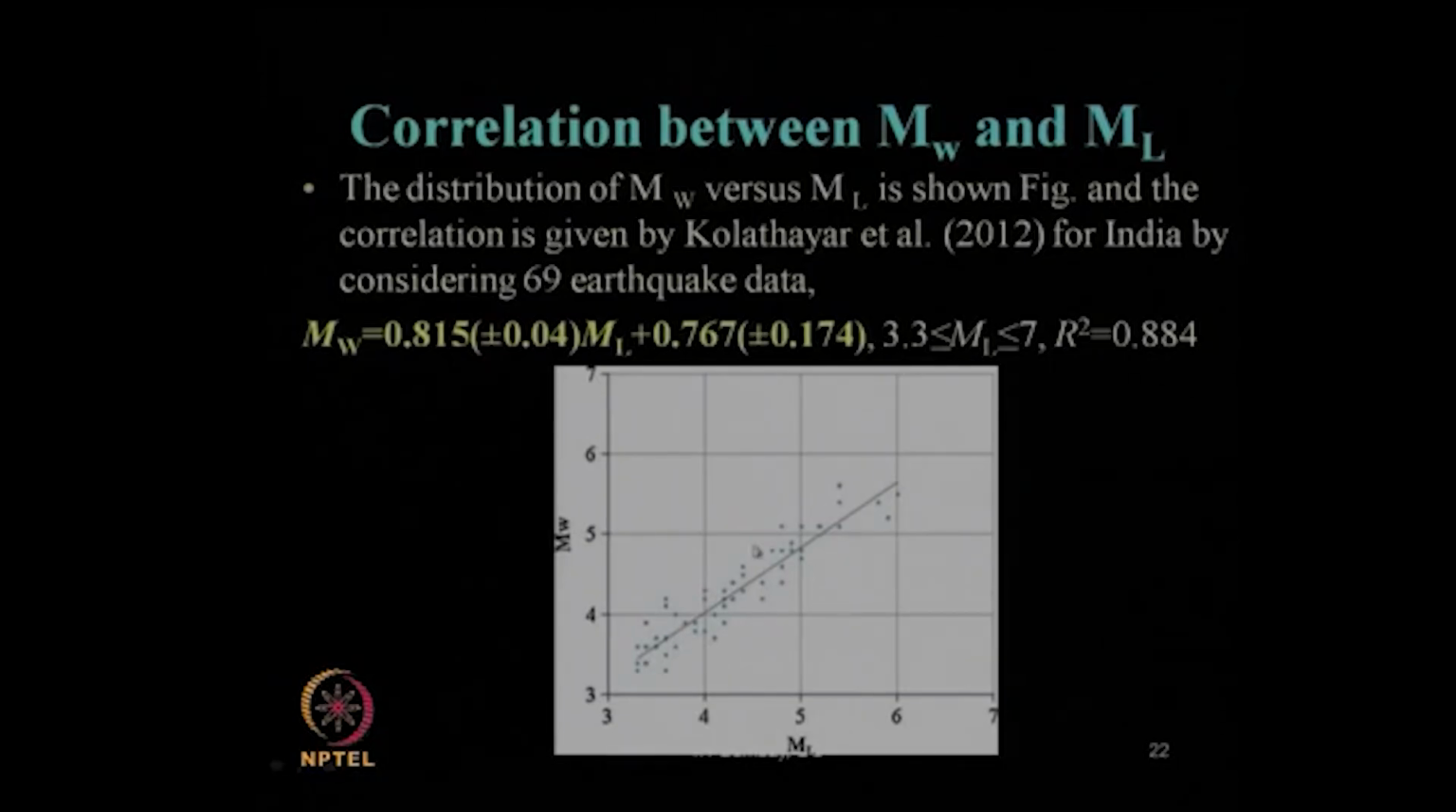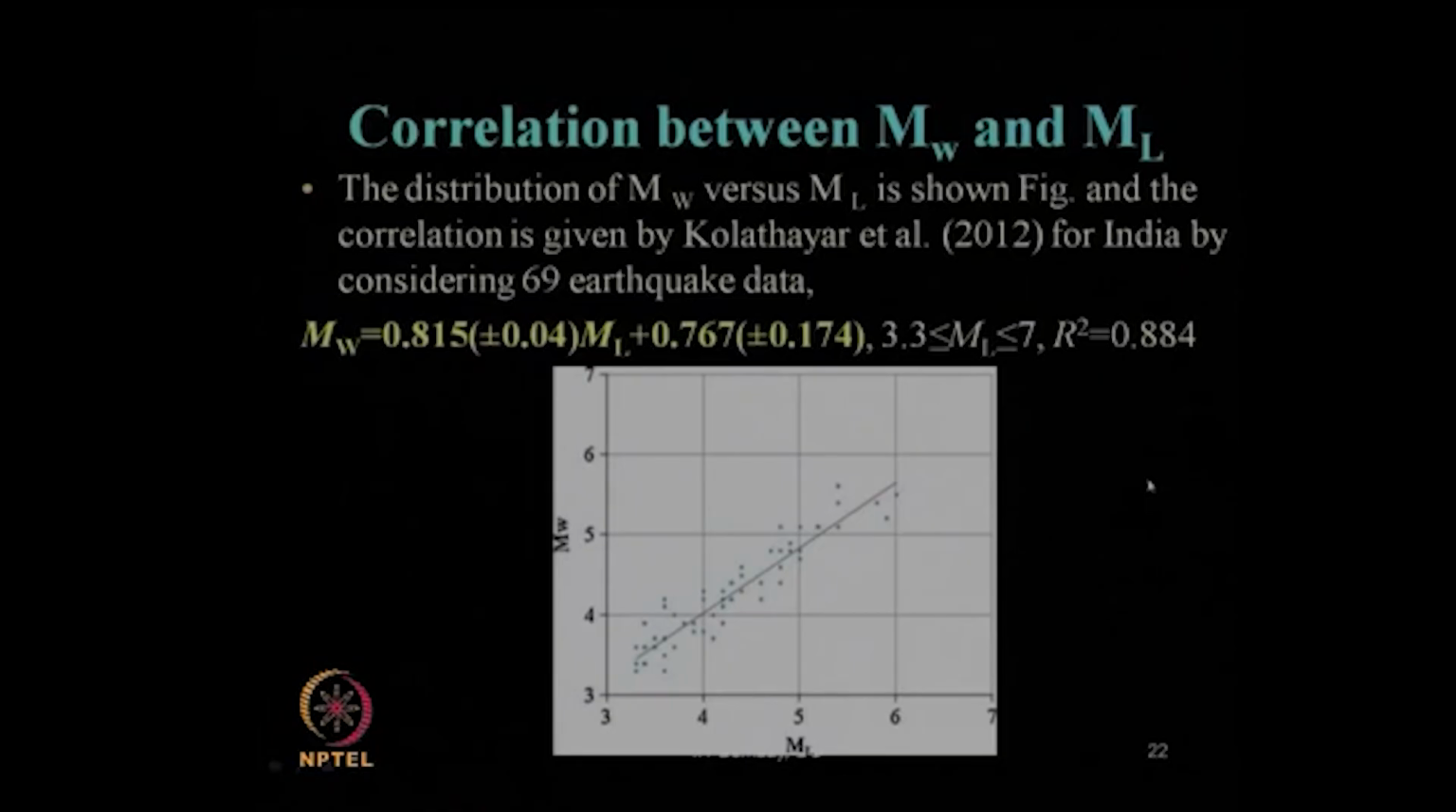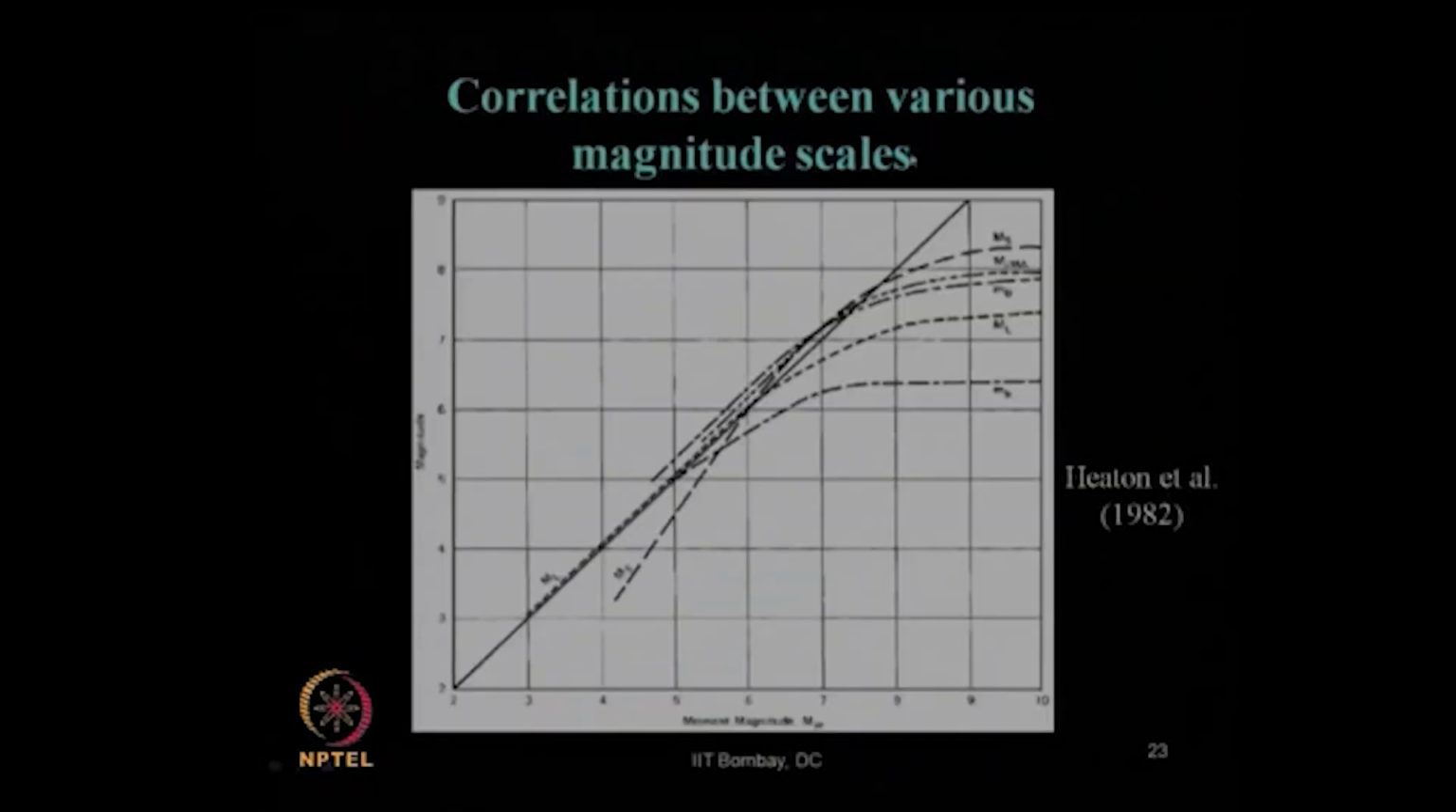You can see the scatter of the data they used between MW and ML, and these numbers can vary within a certain standard deviation. You can see the variation of the standard deviation of these values, and this is applicable when your local magnitude lies between these two limits, 3.3 and 7. That means, beyond 7 and below 3.3 you should not use this equation. Clear?